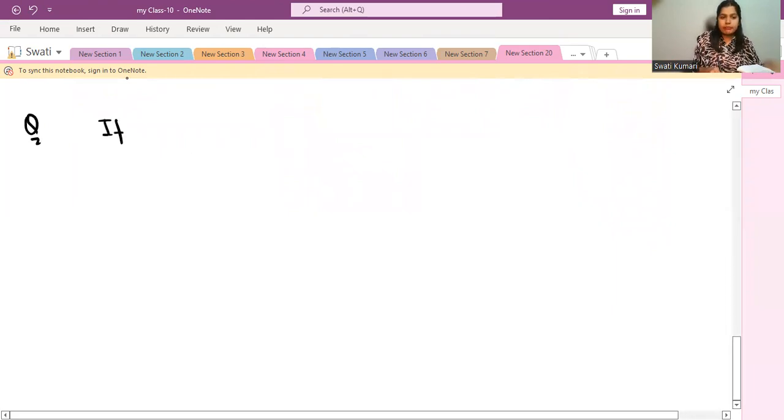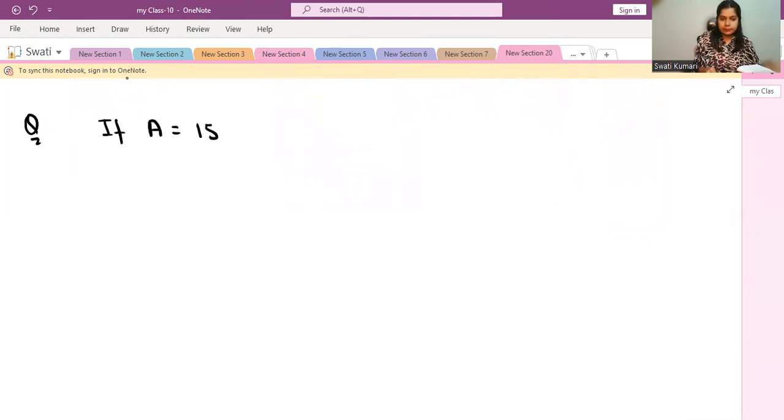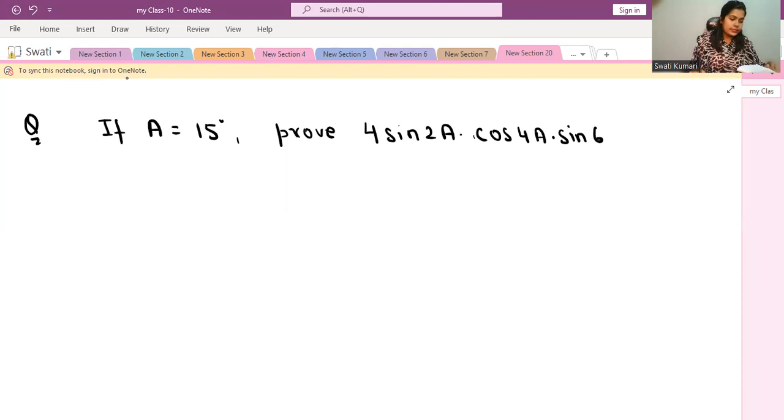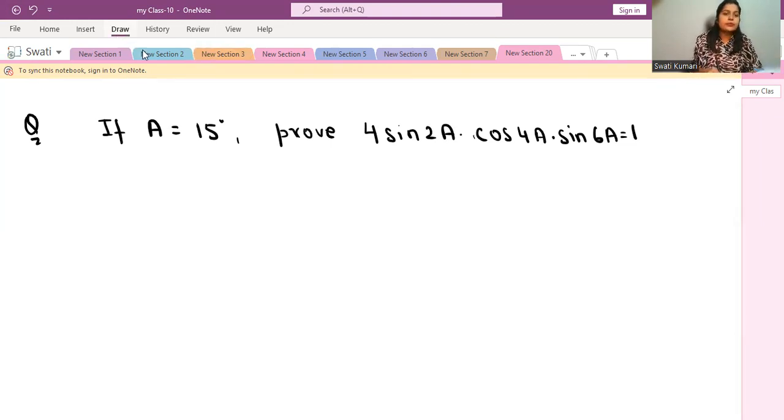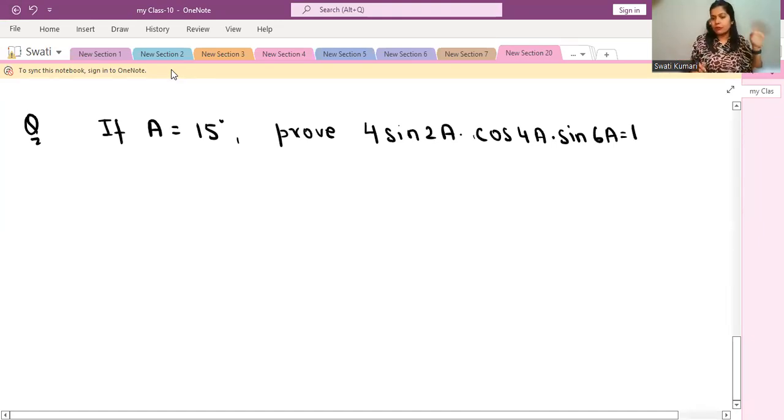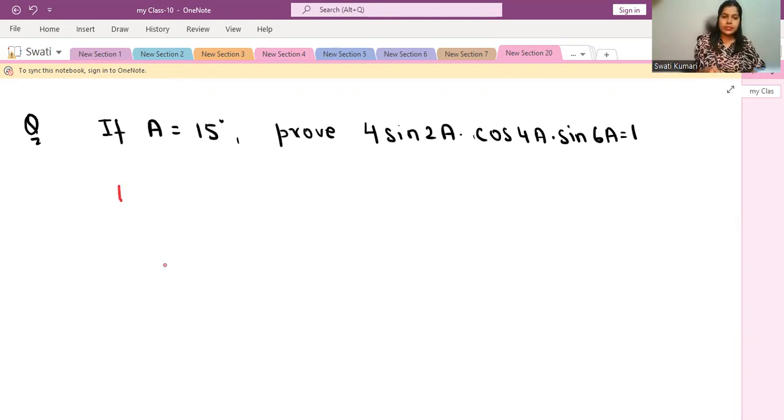So the question is, if A equals 15 degrees, then you have to prove that 4 into sine 2A into cos 4A into sine 6A equals 1. This is what you have to prove, okay? Yes. So now we can start the proof. You know that whenever we have a proof question, we always start with the left-hand side or the right-hand side. So here I'm going to start with the left-hand side.